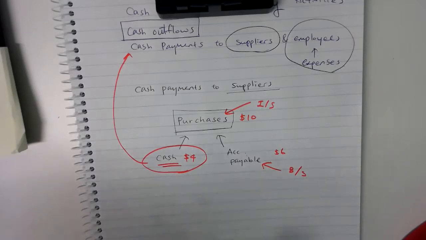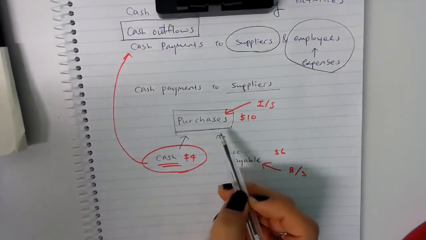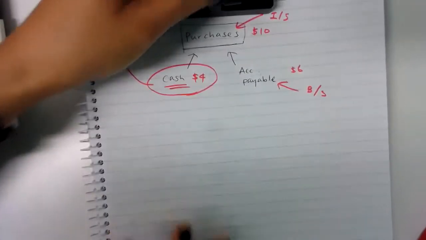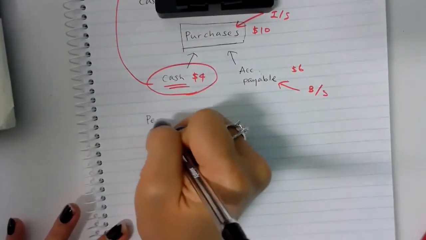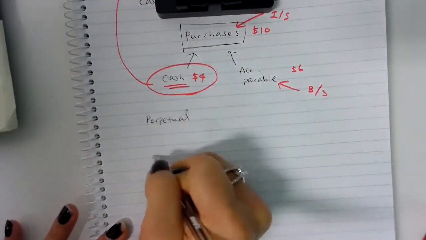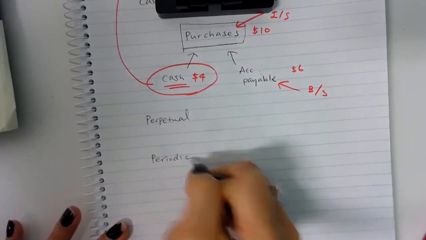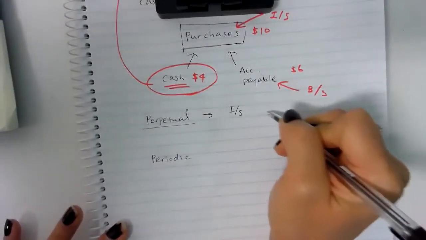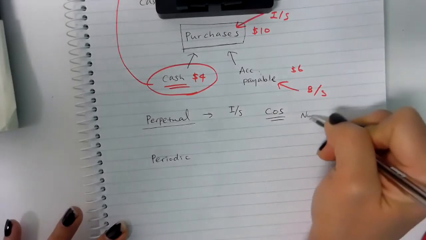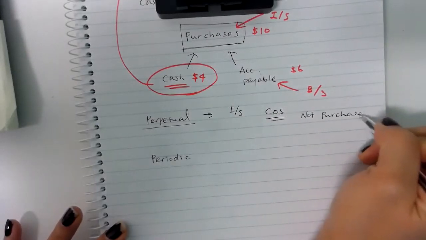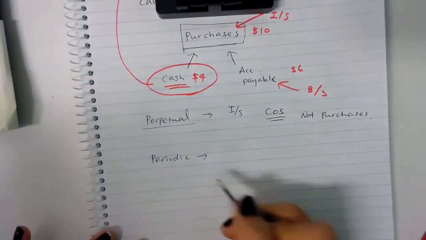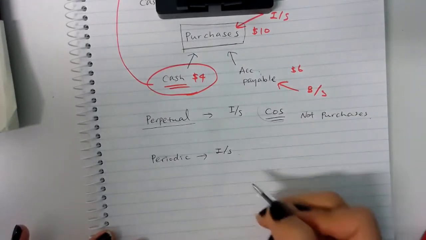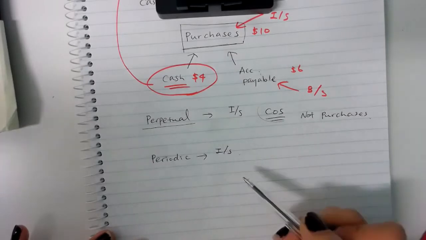The difficult part is that, unless the business uses the periodic inventory system, we won't know the purchases. Remember from week 6, there are two types of inventory system, the perpetual and periodic. If the business is using perpetual inventory system, that means on their income statement, they will have cost of sales, not a purchases account. But if they're using periodic inventory system on their income statement, they won't have a cost of sales, but we can calculate it because they will have a purchases account.